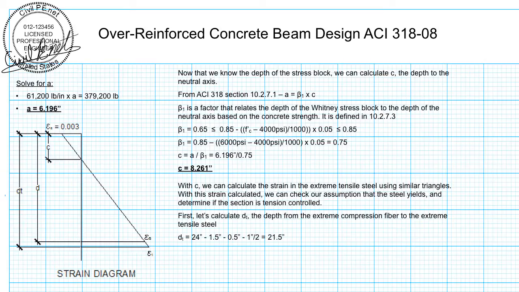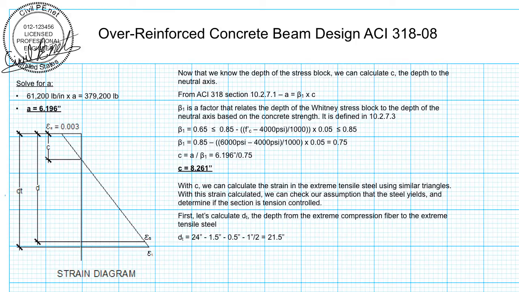First, we need to calculate the depth from the extreme compression fiber to the extreme layer of steel. Now that depth is equal to 24 inches, which is the overall height, minus the clear spacing, minus the diameter of the stirrup, minus the diameter of the bottom layer of steel, the number 8 bars, which is 1 inch, divided by 2. So that gives you 21.5 inches from the extreme compression fiber to the center of that bottom layer of steel.